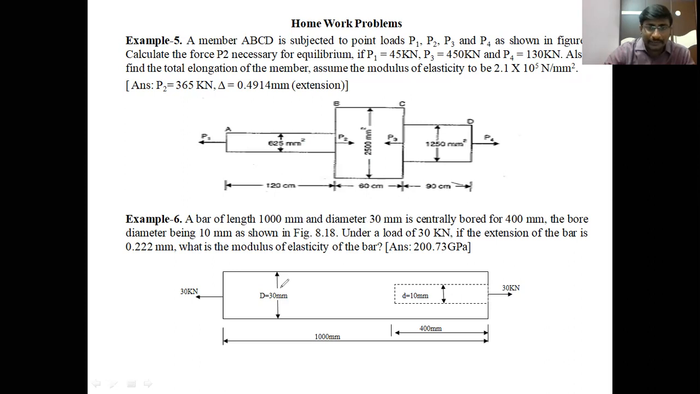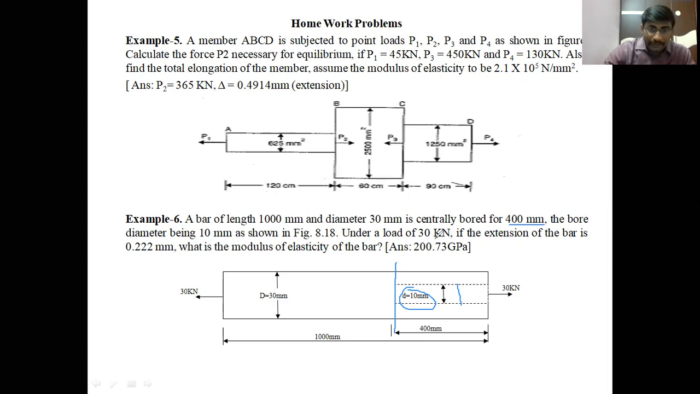and diameter 30 mm, is centrally bored for 400 mm. Centrally bored means a hole is created at the center, at the axis of the member, up to how much length? 400 millimeters length. Up to 400 millimeters, the hole is created within the bar. The bore diameter being 10 mm. Bore means a hole created within the member. The hole diameter is given as 10 mm. Clear? As shown in the figure.